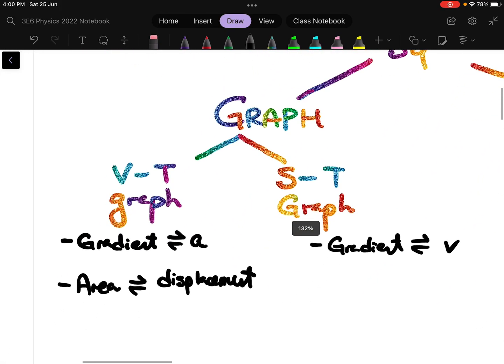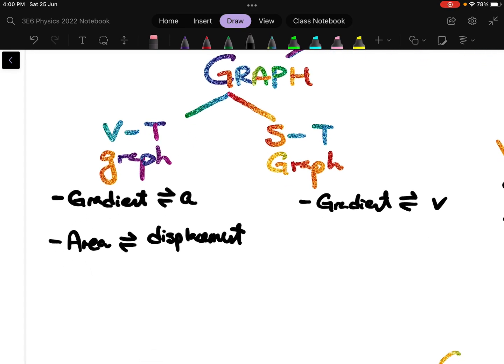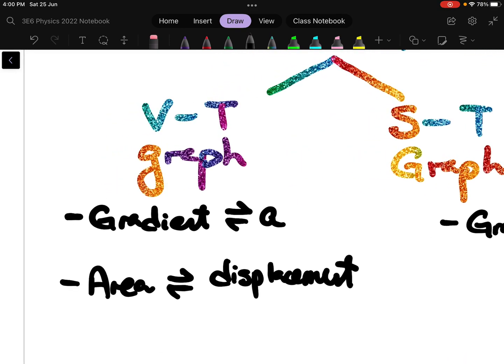So in the previous video, we learned how to describe motion using graphs. There are two types of graph, velocity-time and displacement-time. And we have also learned that from these two graphs, we can obtain acceleration, for example, from the gradient of the VT graph.